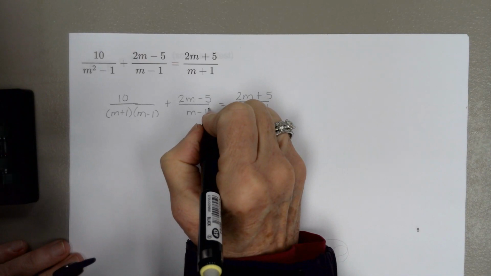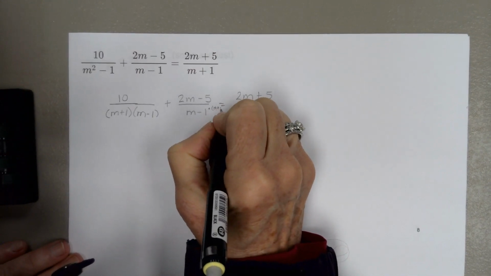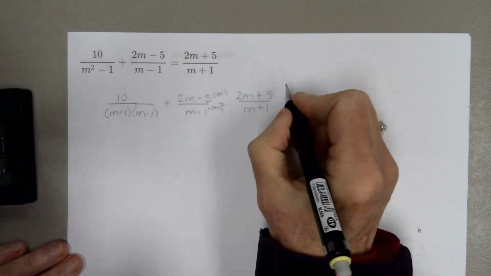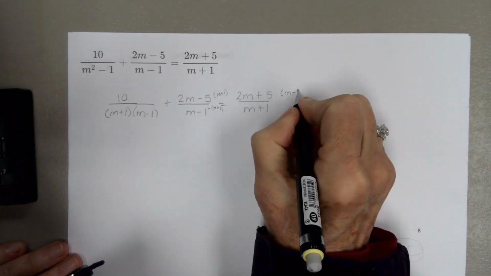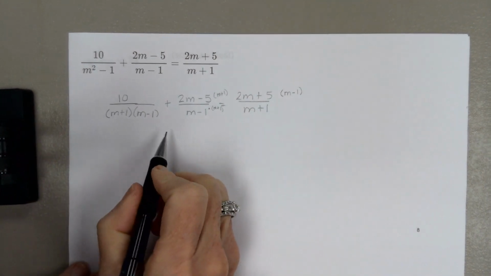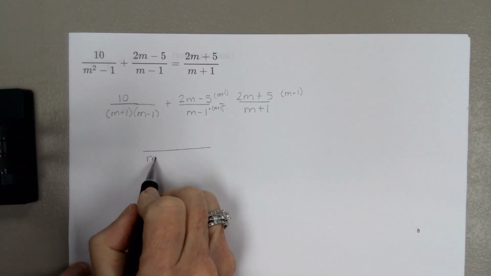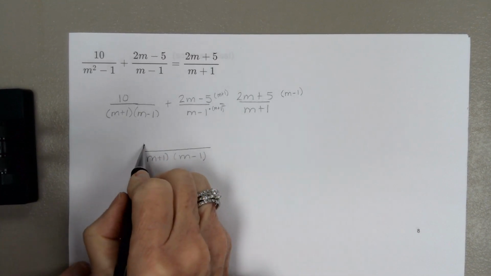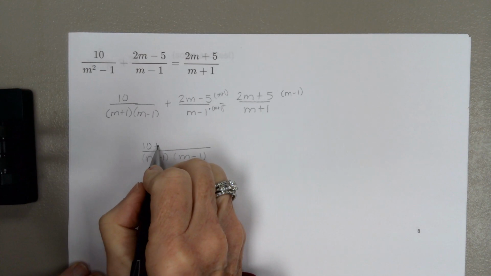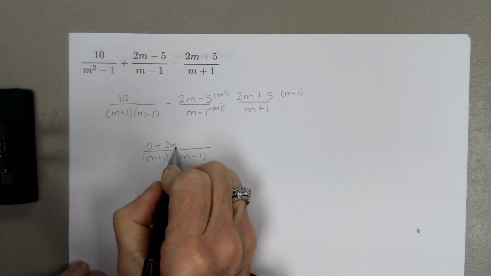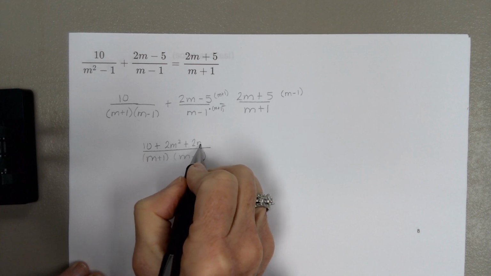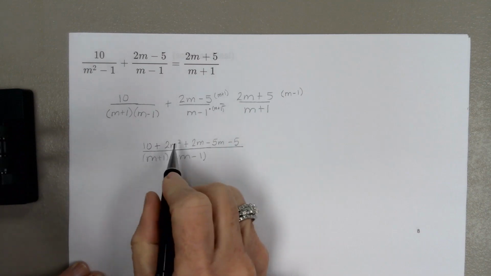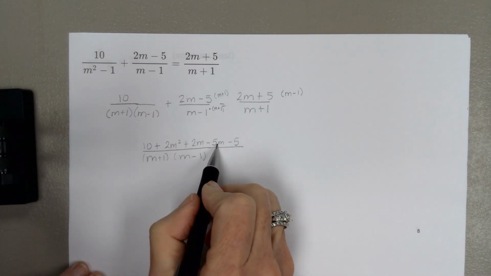So on the left hand side, what I'm missing here is an m plus 1. So I do that to the top and bottom. Obviously that one's not missing anything. And what I'm missing over here is an m minus 1. So I have, over here, an m plus 1 times an m minus 1. And I can put the 10 here. Then this is going to be FOIL. So that's going to be a 2m squared plus a 2m minus a 5m minus a 5. Okay, this is first, outside, inside, last.